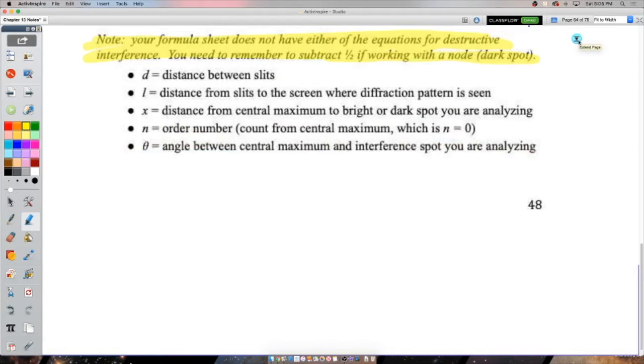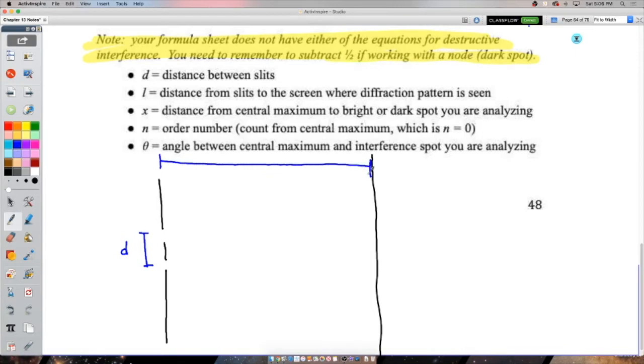Okay, so I'm just going to draw a picture here to help us visualize what all these variables are talking about. So I'm going to draw a setup for a double slit experiment. So d is the distance between slits. So this is d, d being the distance between slits. Then if we're shining light in here, we have our screen over here where our diffraction pattern is going to be produced. Then the distance from the slits to the screen, that is L.